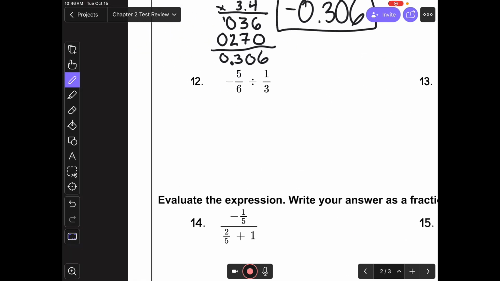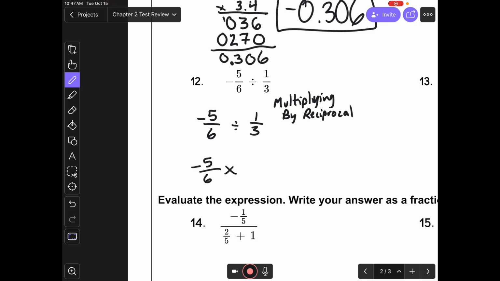Negative 5/6 divided by 1/3. This is a case where we are dividing by a fraction, so we need to be multiplying by the reciprocal. We are now multiplying instead of dividing. The reciprocal of 1/3, we just take the numerator and the denominator and we flip them. We now get 3/1. Negative 5 times 3 is negative 15. 6 times 1 is 6.